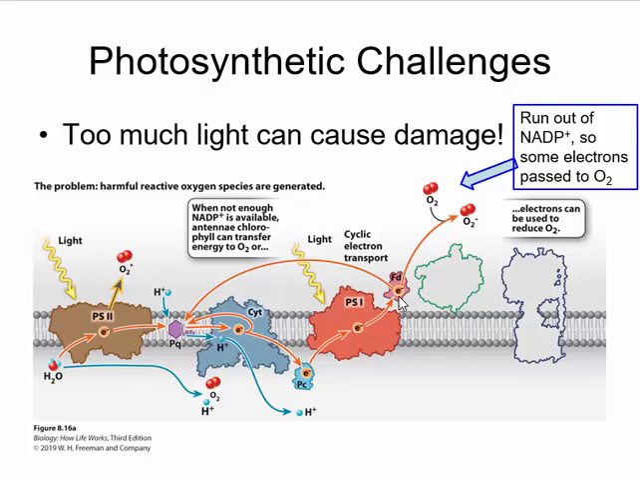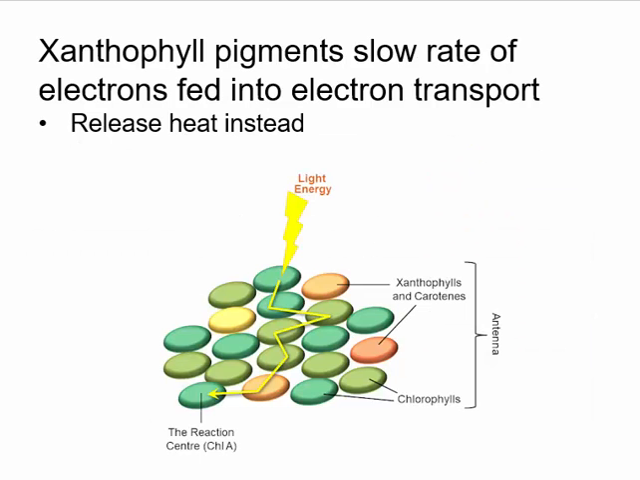Now, we saw this before. If you get low NADP+, you can keep making ATP by cyclic electron transport. So these just go back here, pump protons, the electrons work their way around. This protein pumps protons, I should clarify. But some of them are passed to oxygen here. And so this is used to reduce O2, and you end up with this reactive oxygen species here.